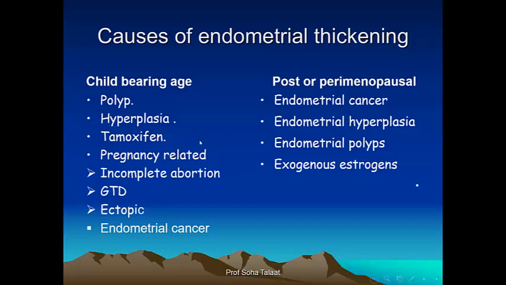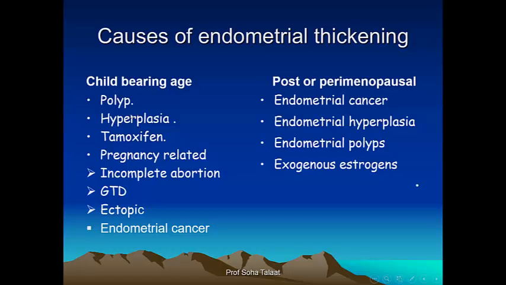Then we came to another very important entity, which is the endometrial thickening. We encounter many causes of endometrial thickening, either in the childbearing age or in the post or perimenopausal age group. In the childbearing age, we have many causes. The most common is the polyp. And I think the polyp we can all diagnose by ultrasound and 4D. No need for MRI. In the polyp, no need for MRI. It has a typical appearance on ultrasound.